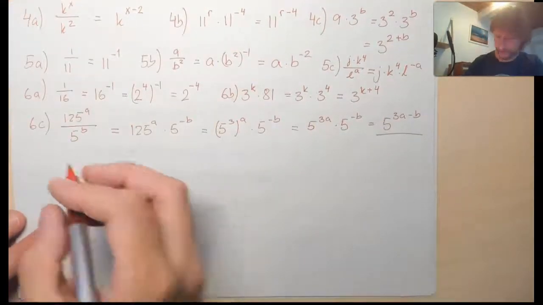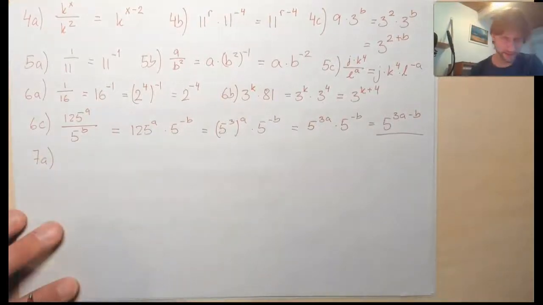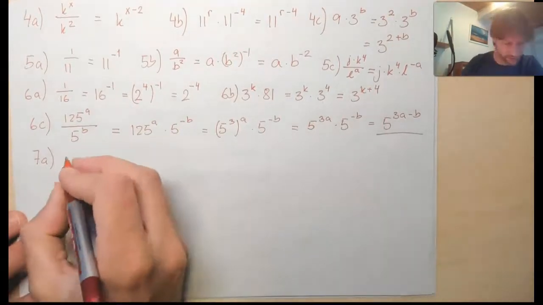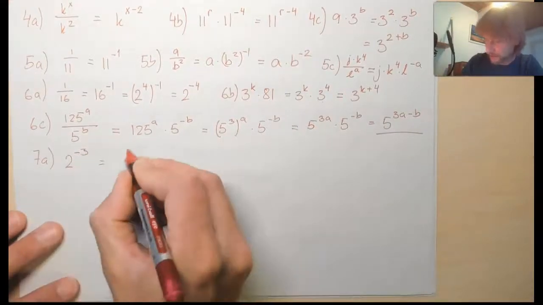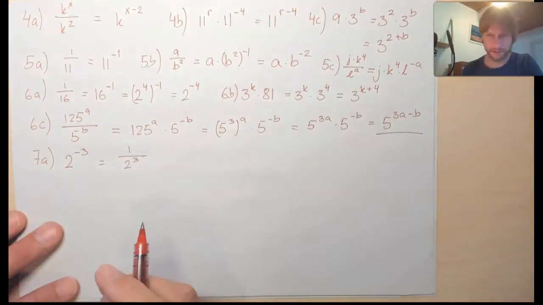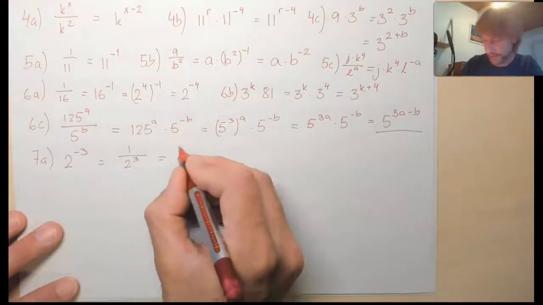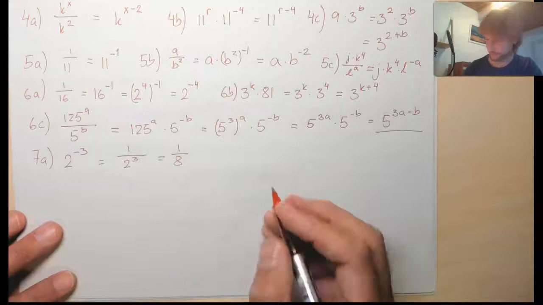Question 7. So 7a, we have to write in what they call the simplest rational form. So rational form means that it's a fraction. So this time we work the other way around. So 2 to the minus 3 that's the same as 1 over 2 to the 3. And I'm not really sure what they mean by simplest, but I know that 2 to the 3 is 8, so I'm guessing they want 1 over 8.